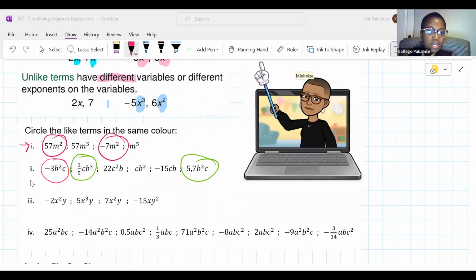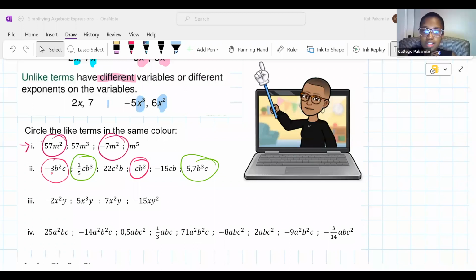So negative 3B squared C is like terms with which one? We need to check where there's 2 B's and 1 C. Where do we have 2 B's and 1 C? Oh, it's CB to the power of 2. There we go. Beautiful. Those are all the like terms in this question. Thank you, Palisa.